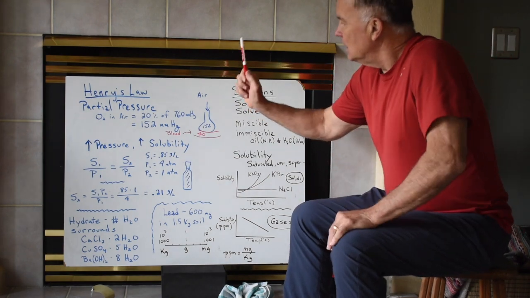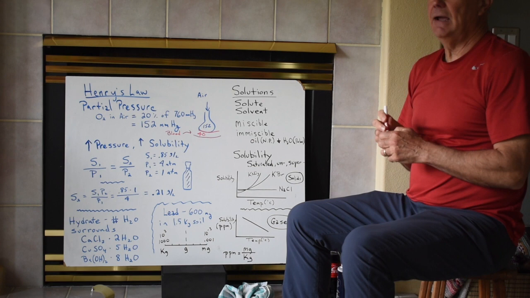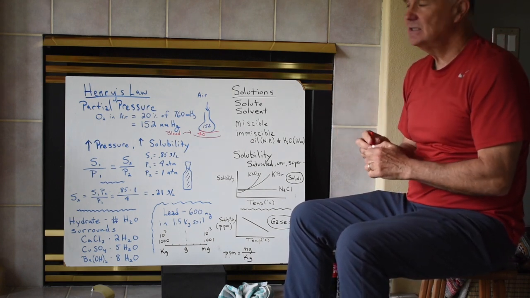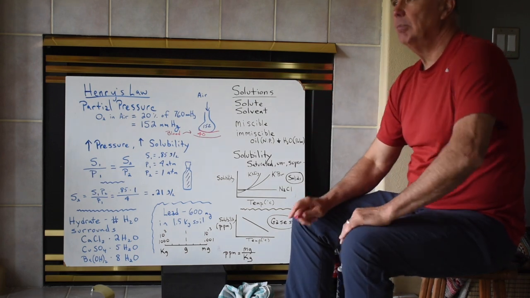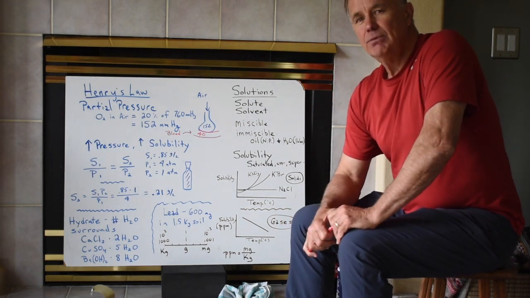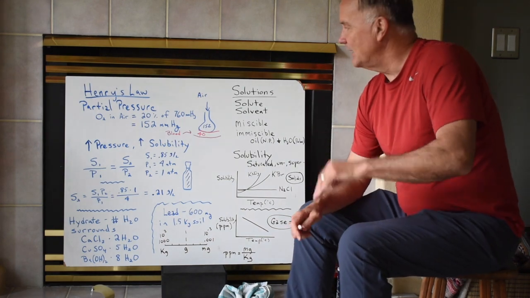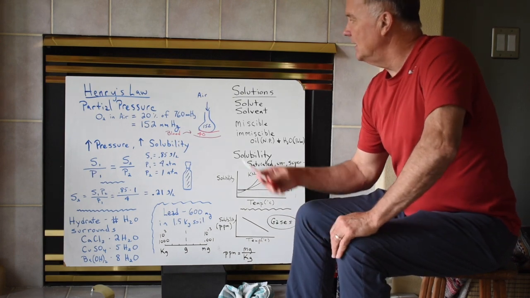A couple things. Pressure. There's a thing called partial pressure of gases. Partial pressure is the pressure exerted by a particular gas out of the whole solution. So for example, in air, air is about 80% nitrogen, 20% oxygen. That's rounding off. There are other gases, but mostly nitrogen, which would therefore be the solvent, and then oxygen.